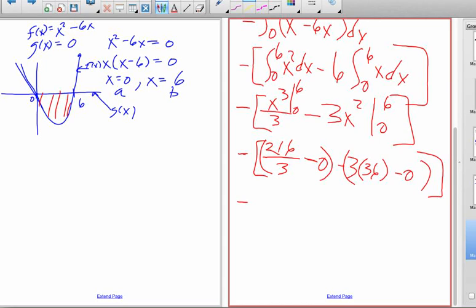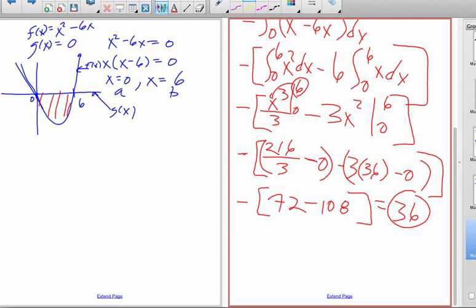Or negative 216 over 3 is 72, minus 108. And I end up with 36 is the area under the curve. Okay, as you can see, a big part of this, again, is just bookkeeping, keeping track of negatives, keeping track of what you're doing. And remember, when you do definite integrals, it's this one plugged in minus that one plugged in. Okay, so let's work another example.